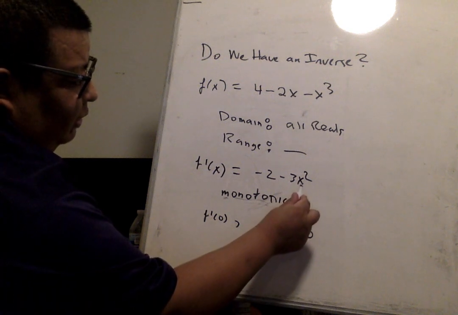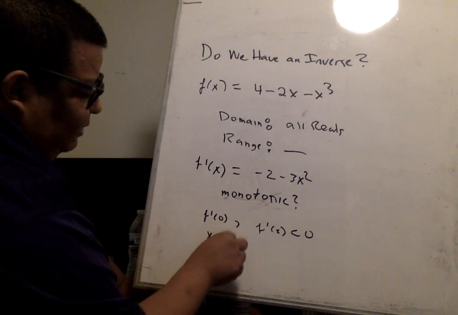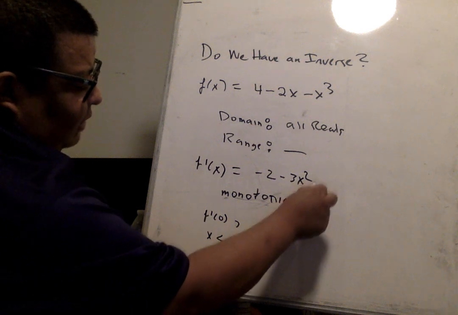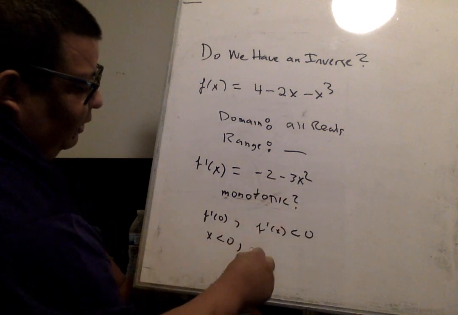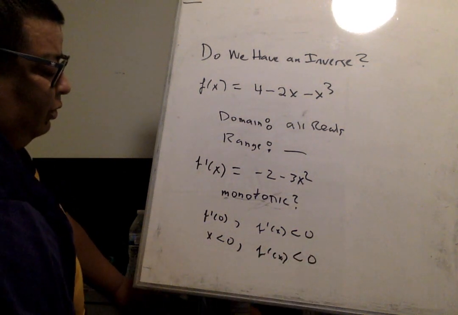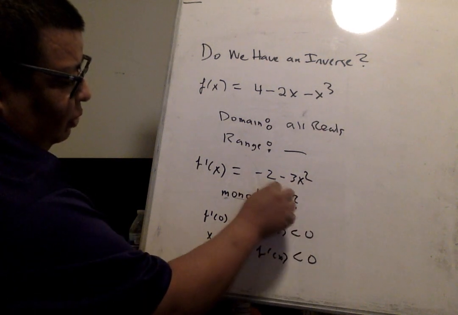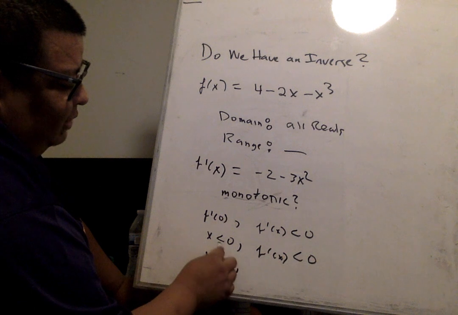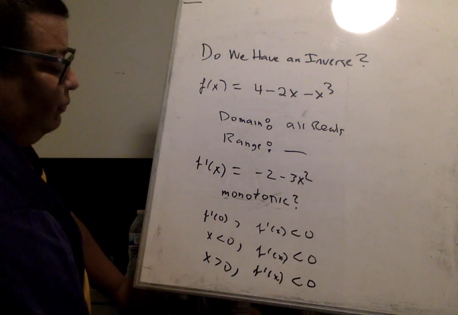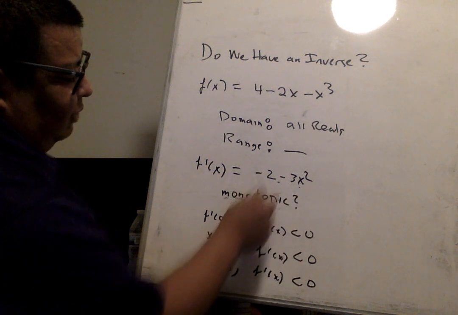If we plug in a negative number, let's say x is less than 0, what happens? Negative times a negative becomes positive, so this whole thing becomes negative again. So f prime of x is less than 0. If x is greater than 0, that means that it's positive. We plug in a positive number, it's just like the x less than 0. f prime of x is less than 0, because a positive number times a negative becomes negative.